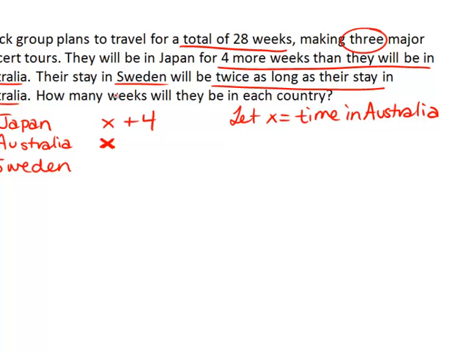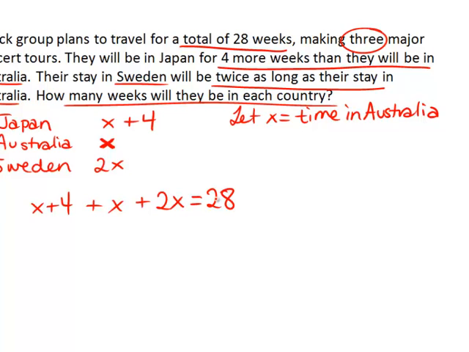And since that second sentence here tells us that Sweden will be twice as long as their stay in Australia, that would be 2x. Now you have an expression for every single place. How many weeks will they be in each country? If we know Australia, we can find the others. So let's make our equation. Total of 28 weeks, so we go x plus 4 was our Japan time, plus x was our Australia time, plus twice the Australia time, which was Sweden's time, will give us a total of 28 weeks.